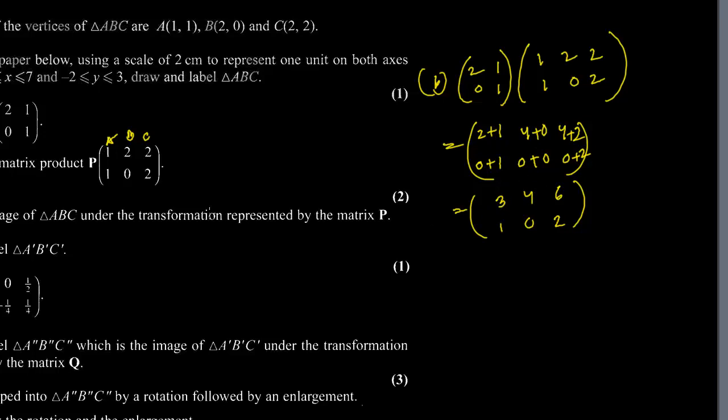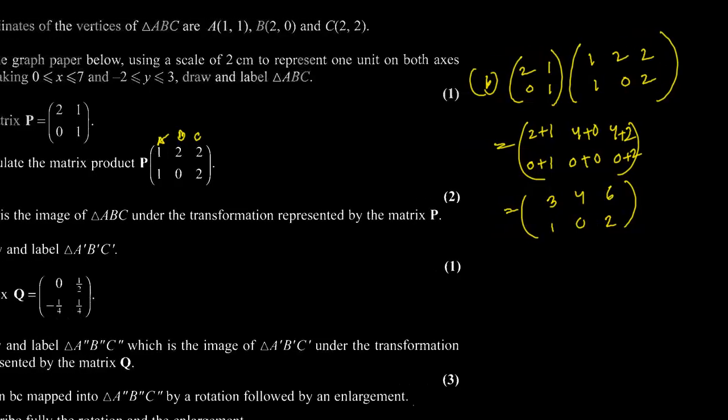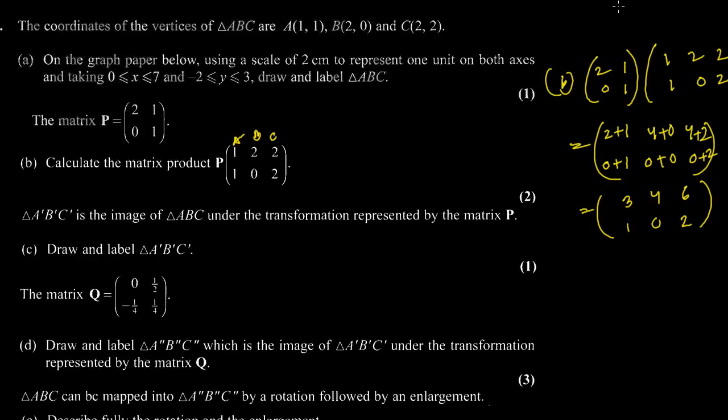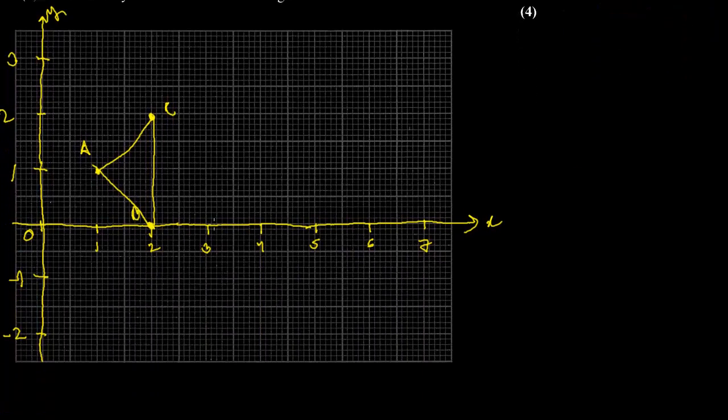Now what we have to do is put this into the graph paper, and name it A prime, B prime, C prime. That's question number C. Question number C, done in graph. So A prime is going to be 3, 1. B prime is going to be 4, 0. C prime is going to be 6, 2. So 3, 1 is this, A prime. 4, 0 is this, B prime. And 6, 2 is this, C prime.